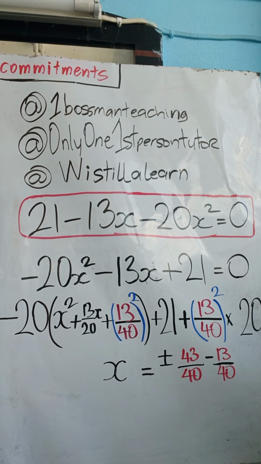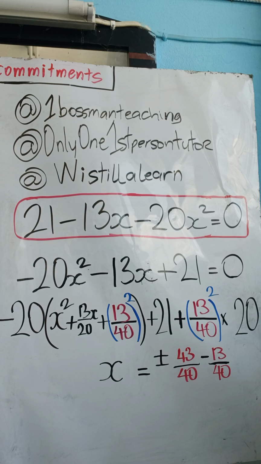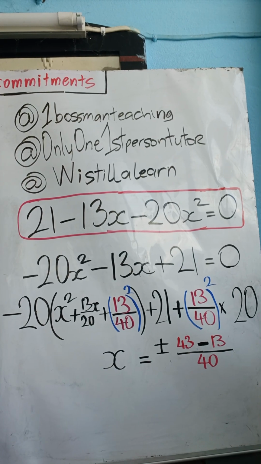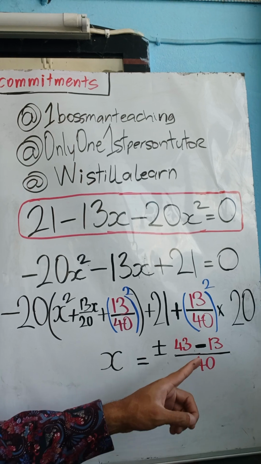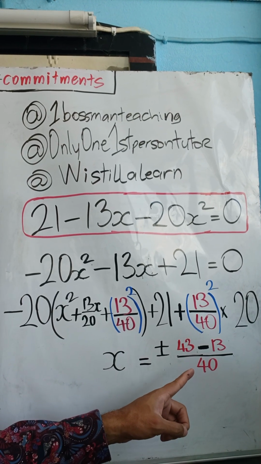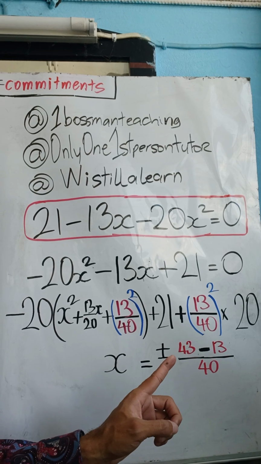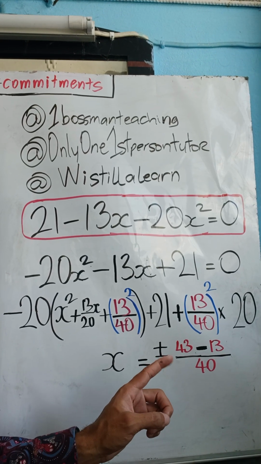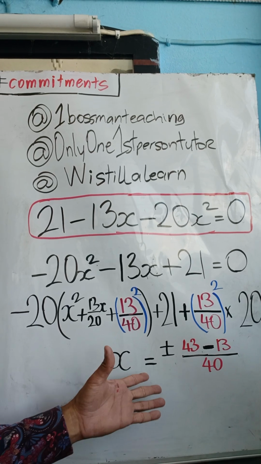So we'll have X is equal to plus or minus 43 over 40 minus 13 over 40. We can avoid all the confusion by doing this, right? Now they both share the 40. So we have a plus 43 or a minus 43. So minus 43 minus 13 or plus 43 minus 13. So we're going to put that here.